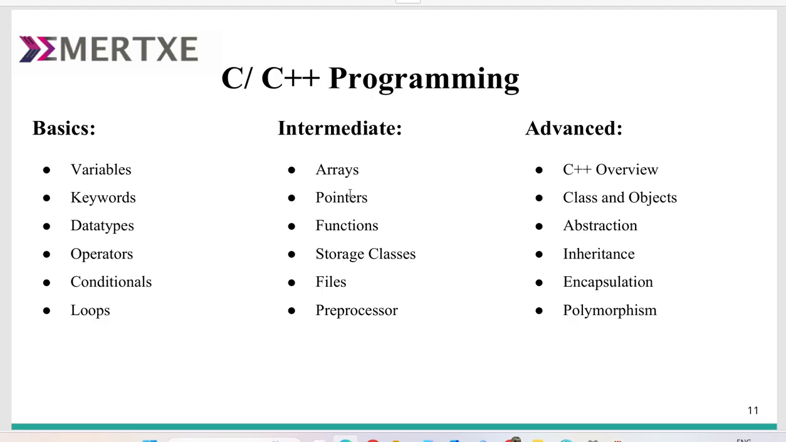In intermediate, arrays, pointers, functions, storage classes, files, preprocessors. These are learned, and in advanced C++, an overview of classes, objects, abstraction, inheritance, encapsulation, polymorphism. These OOP concepts are in Python and we also use them in C++. So these programming languages are used to write code that will be developed for devices, and the devices work accordingly.